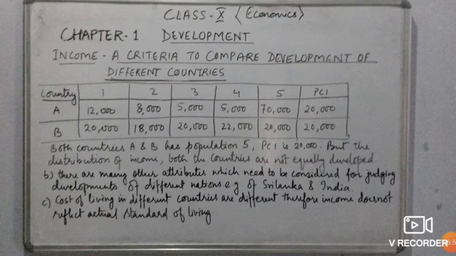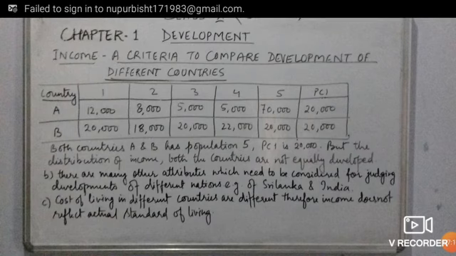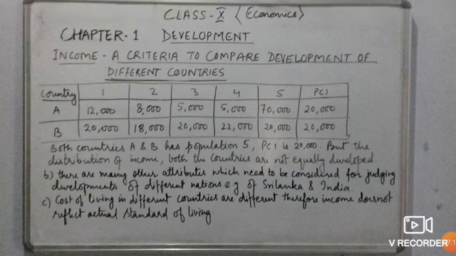Right. So both countries A and B have the same population size, only 5 people. Per capita income is the same, 20,000, but the distribution of income in both countries is not equal, right? So we can say that the average method does not give a clear picture of the exact amount earned by the people living in one nation. So this is one of the biggest limitations of this method.